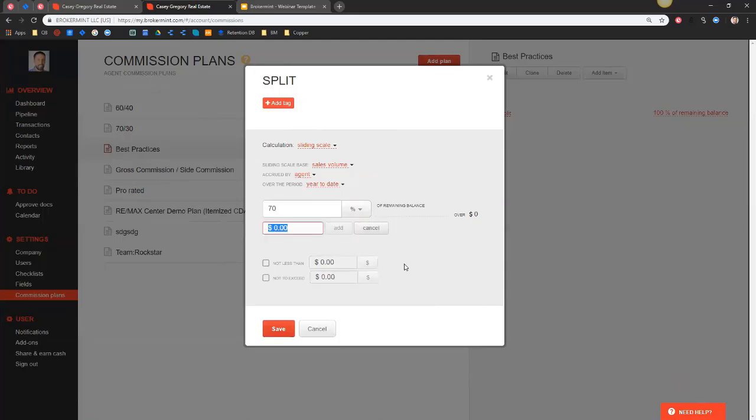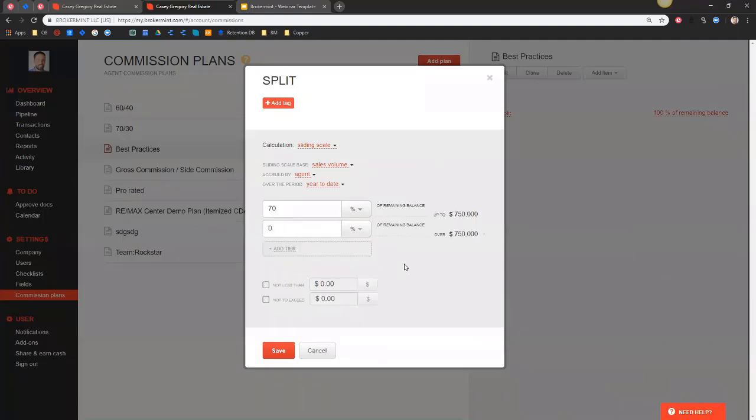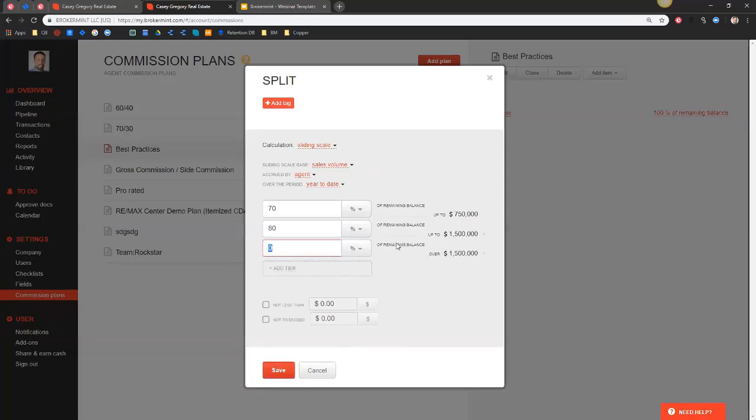We can add in the tier. We say until they've accrued $750,000 worth of sales volume. And now we can define their next tier. Maybe here they're going to bump up to 80%. And we can continue to add tiers, as many as we want on this sliding scale. Once the agent reaches 1.5 million, we can bump them up to an 85%. So as this is defined, once that agent reaches their 85% split, it will always stay at 85% until year to date when this sliding scale resets.